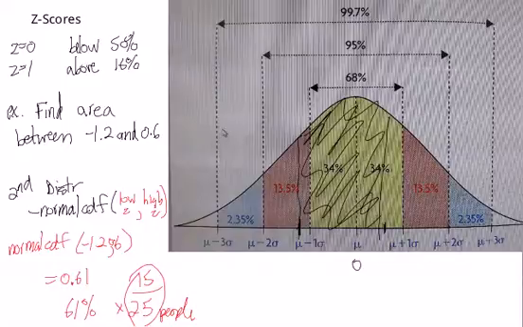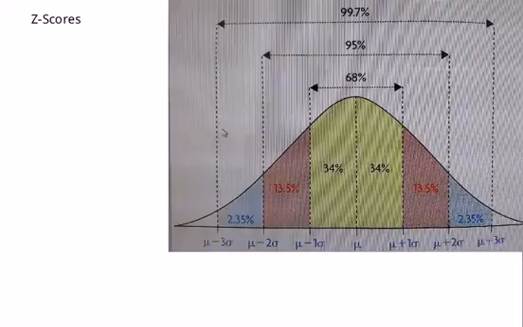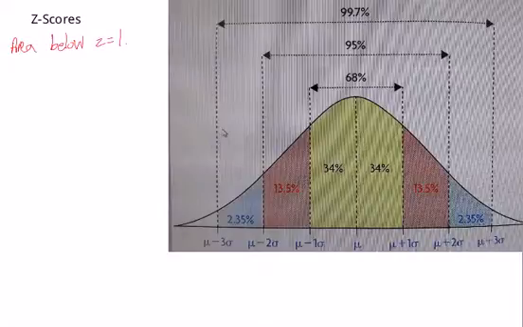Okay, let's look at a different one. So let me clear this off. Now this time let's find the area below a z-score of 1.1. We know 1.1 on our graph is right about there, so we want that entire area. So it should be a little bit bigger than 84%, maybe 85 to 90, somewhere in there.